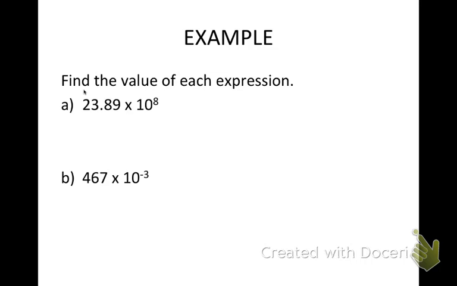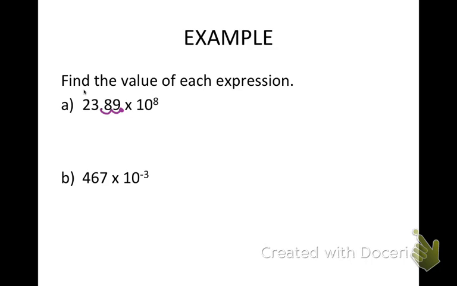If I have 23.89 times 10 to the 8th power, what's that going to do to my number? It's going to move my decimal place to the right or to the left? It's going to move it to the right. How many spaces? 8. All right, so if I move it, that gets me to after the 9, right? So that gets me 2 decimal places, which means I need to add how many zeros?